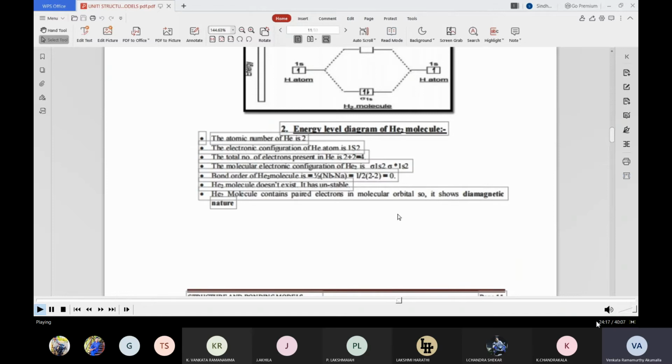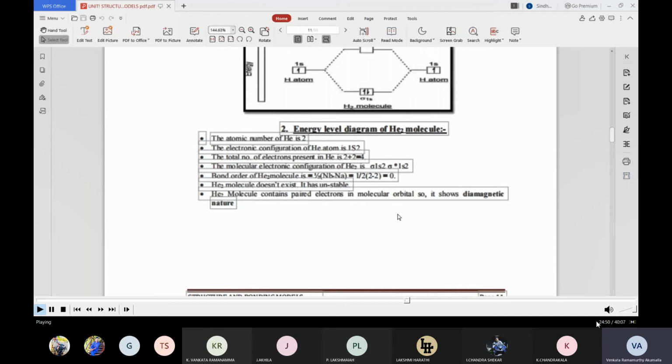That is 4 electrons. The bond order of a helium molecule is 1/2 of the number of bonding electrons minus the number of anti-bonding electrons. That is equal to 1/2 times (2 minus 2), which is equal to 0. So the bond order is 0, and the helium molecule does not exist. It is unstable. The helium molecule contains pairs of electrons in its molecular orbitals, and a pair of electrons is called diamagnetic nature.